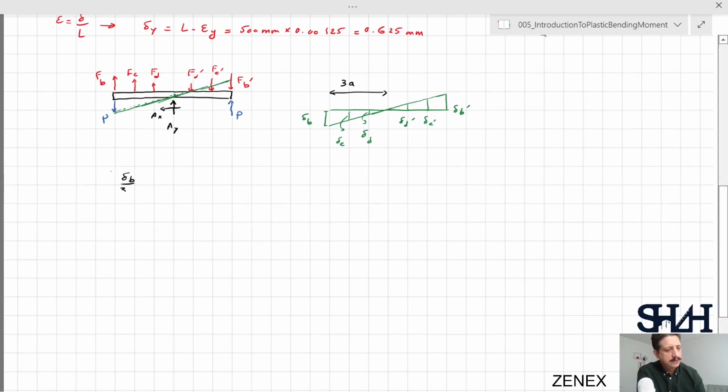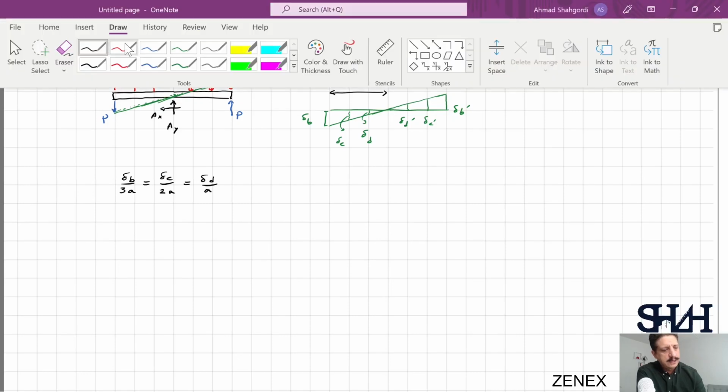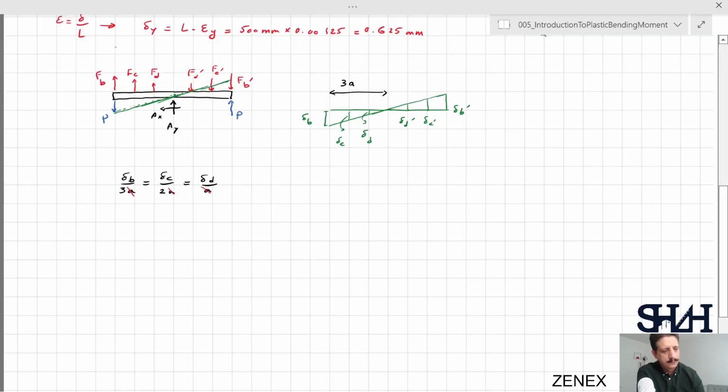So delta B divided by 3A is the same as delta C divided by 2A and delta D divided by A. And we can cancel A and write the equation as delta B equals 3 delta D and delta C equals 2 delta D. So this relation between delta B, delta C, and delta D is called the compatibility equation, and it is valid regardless of whether one or more members become plastic or stay in the elastic state.